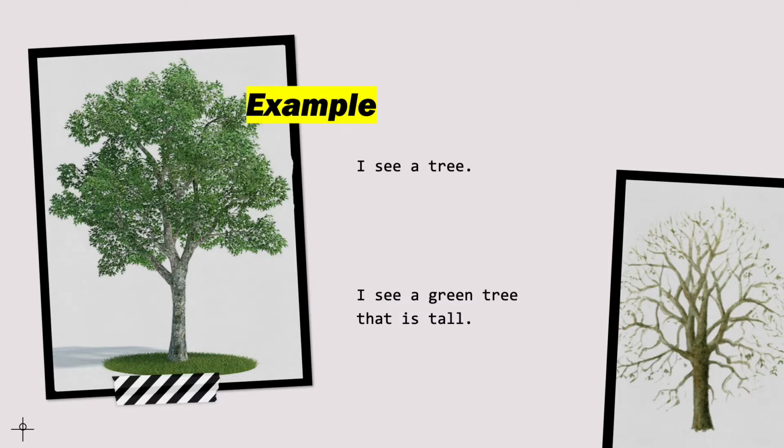Now that we have an idea of the reasoning behind using adjectives when writing informative texts, let's have a look at some of the examples that can support students' understanding of the concept. If you pay attention to the screen, you can see two sentences, the first being, I see a tree. The second being, I see a green tree that is tall. Have a think, which of the two is more descriptive? If you said the second sentence, you are correct. That is due to the two adjectives being inserted into the sentence. The two adjectives are green and tall, both describing how the tree looks.